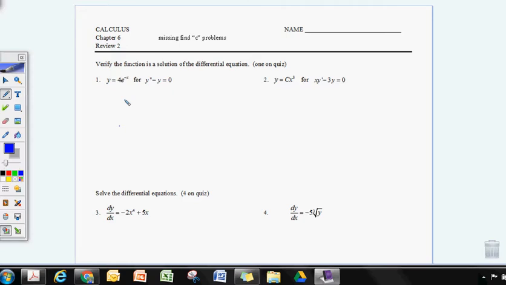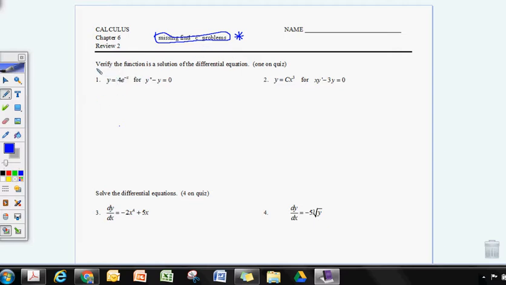Hey, this is the answer key for review 2 for chapter 6. First thing, I want to make sure that I point out, do you see that this one is missing the C problems? Make sure you look at review 1. Review 1 has all of the types. This one is missing one of those solve for C's.